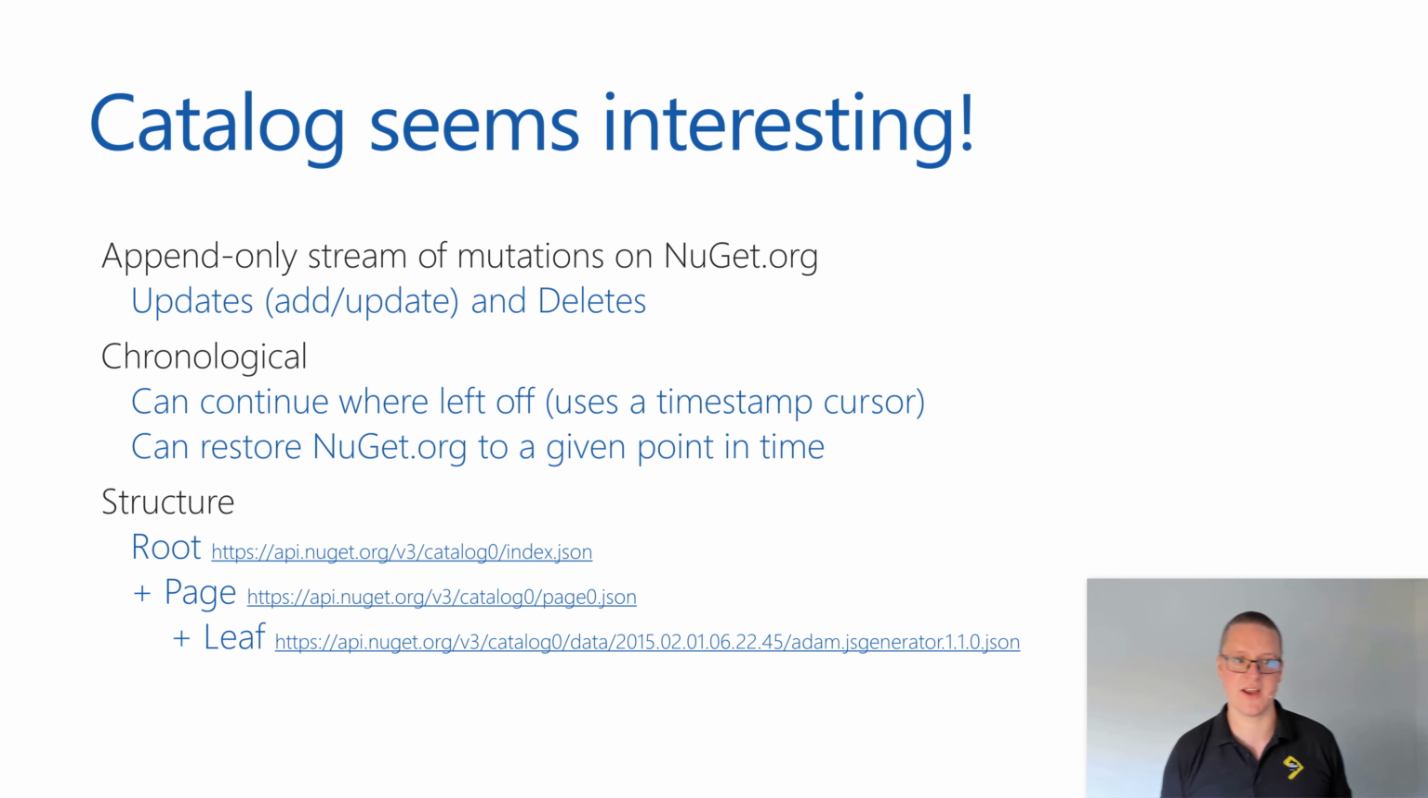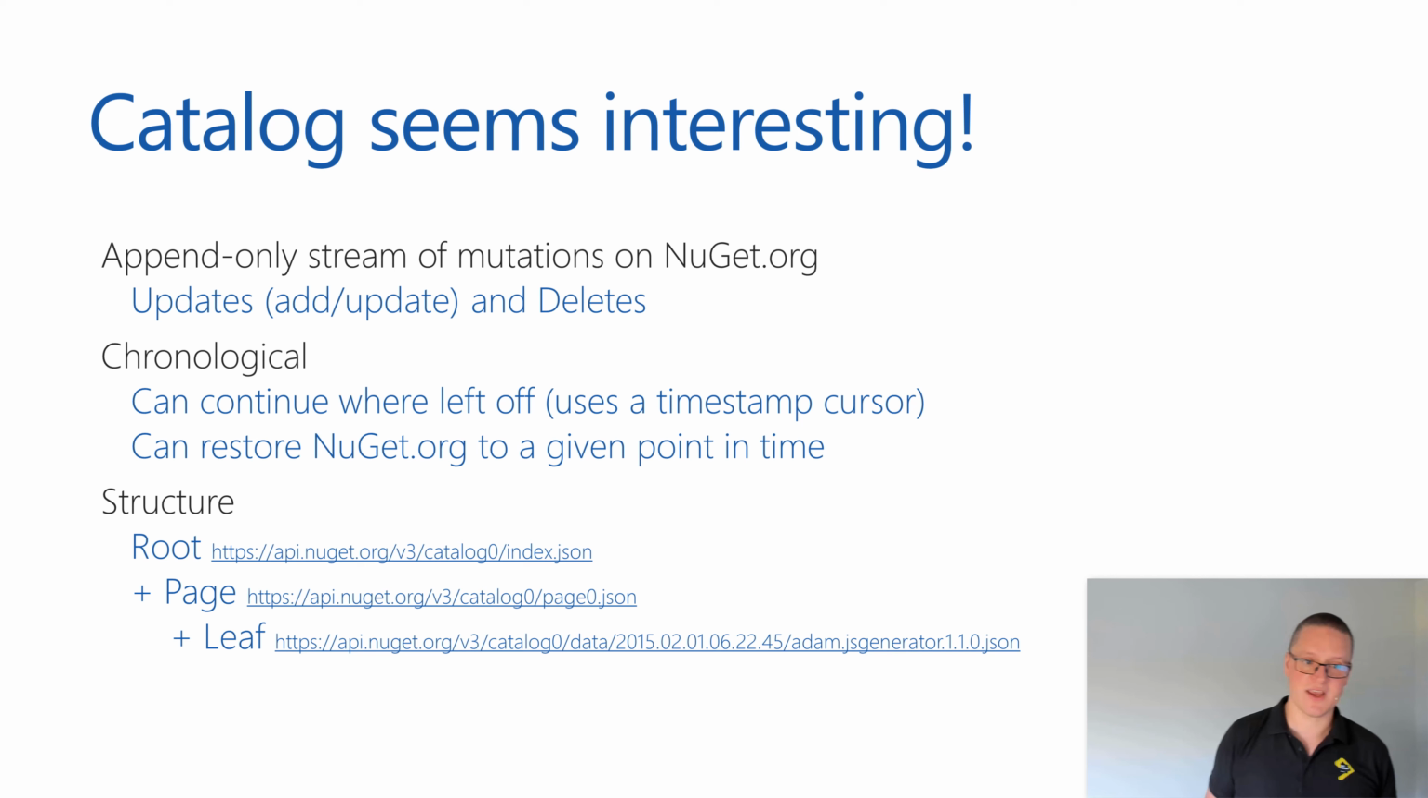Since the catalog is an append-only stream of mutations on NuGet.org, it means that we get to cycle through it chronologically. So if we were to fetch packages from the last 1 hour, we could do that using this catalog, because we can set our cursor there to 1 hour ago, and we can continue where we left off. And once we reach the current timestamp, we can stop indexing, maybe in 1 hour start again, and again continue where we left off, which is the current timestamp.